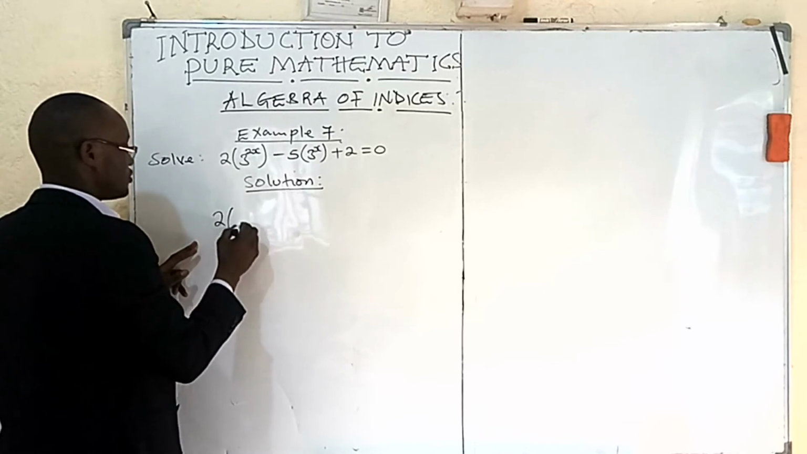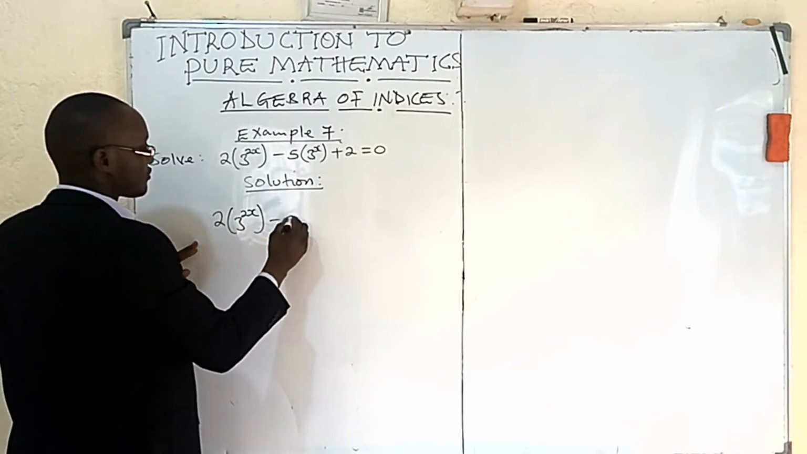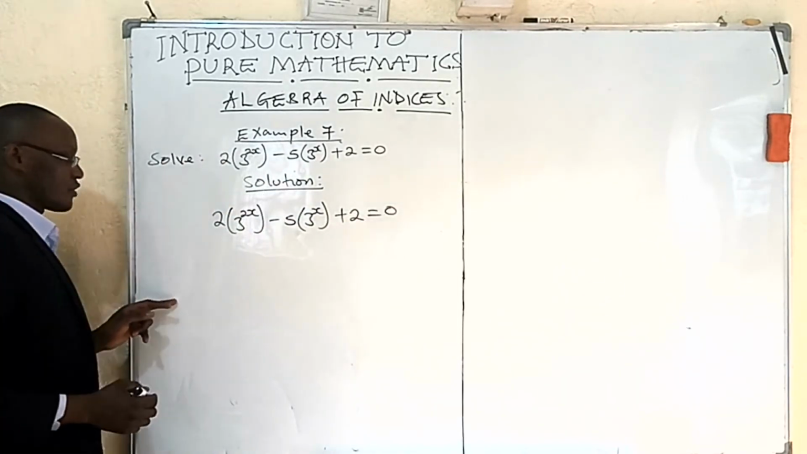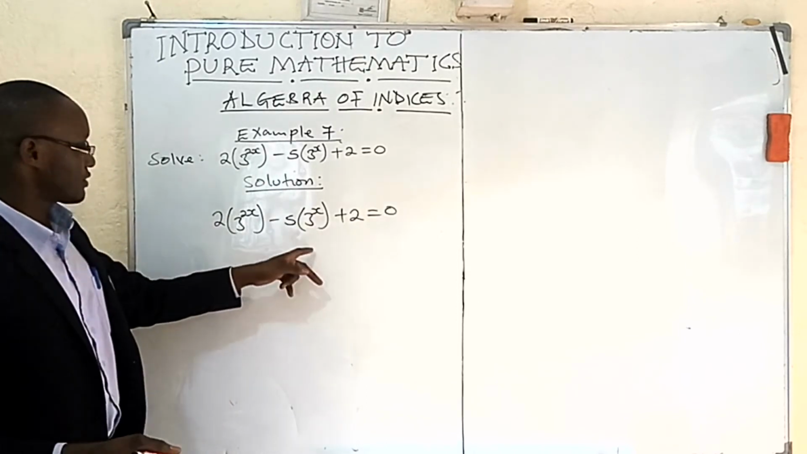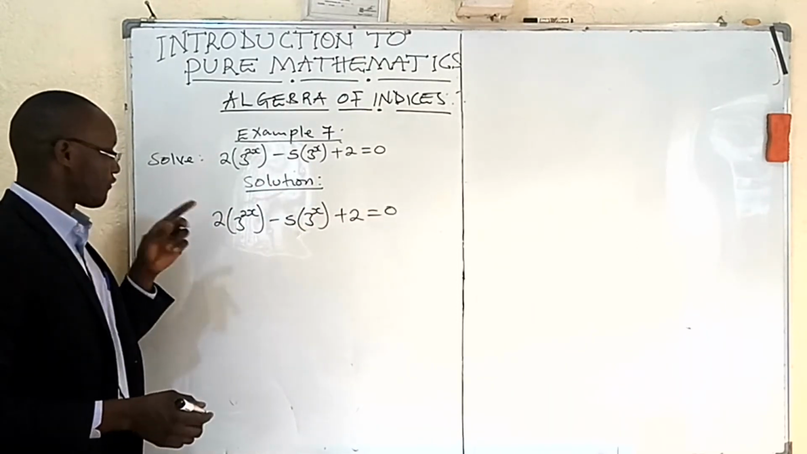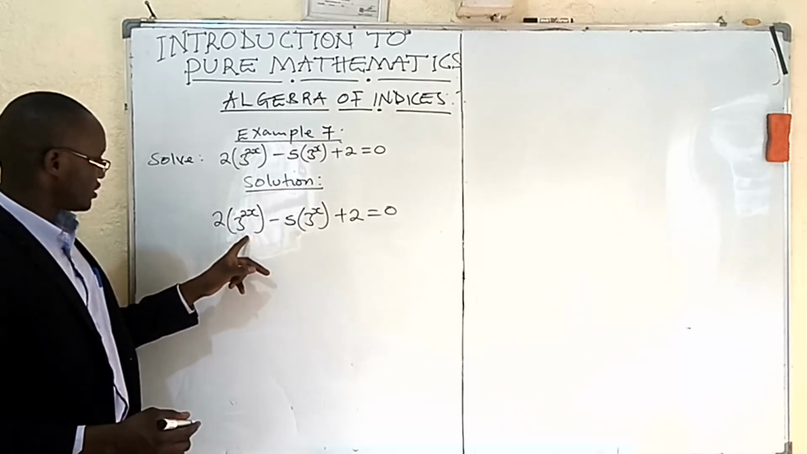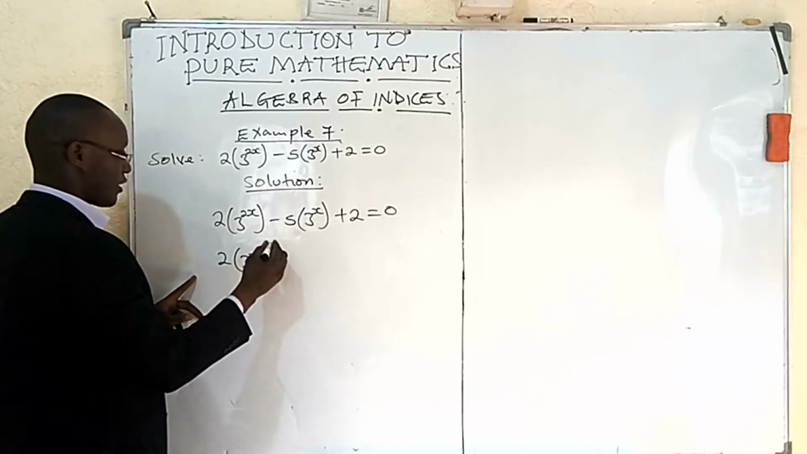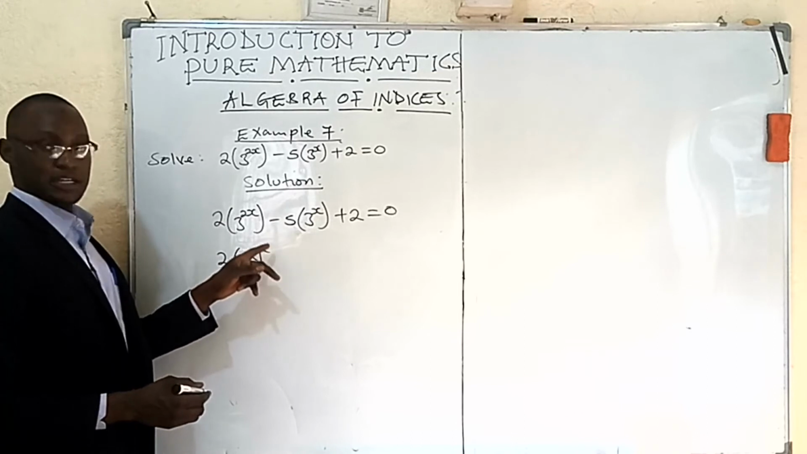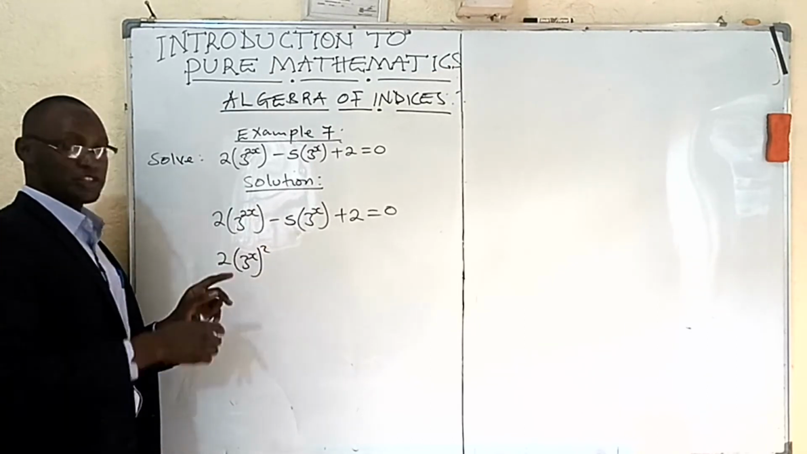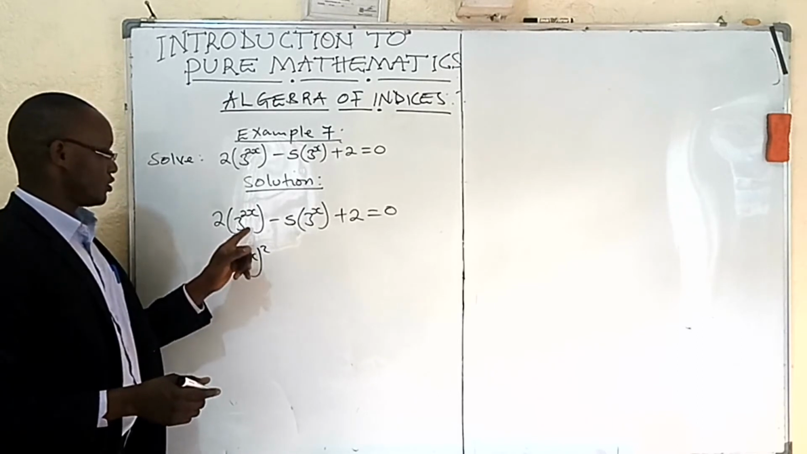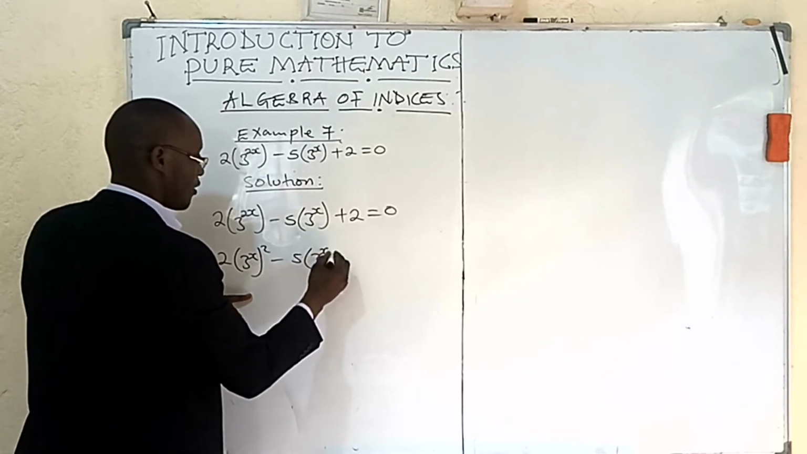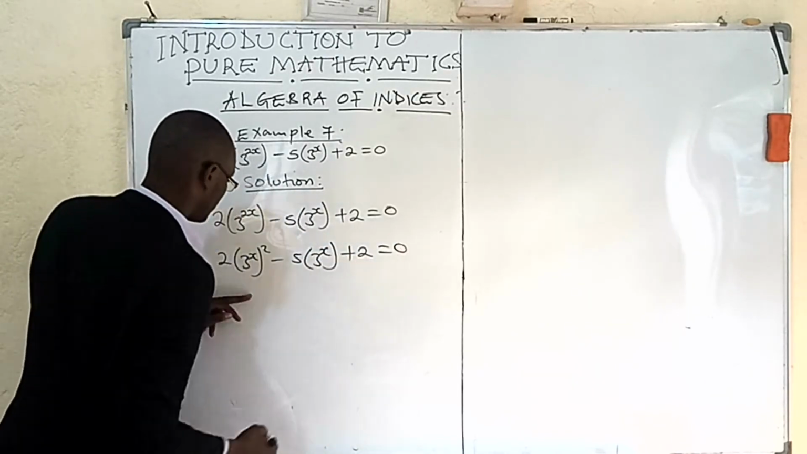So we have 2 into 3 power 2x minus 5 into 3 power x plus 2 is equal to 0. So what I can see, I'm seeing 3 power x can be let to be a particular unknown, if at all we cause some changes. So cause a change on this. If you cause a change on this, it will be 2 into 3 power x squared, that we are taking back from where it came from. To become a consolidated power, we apply the third law to bring it to 3 power 2x. So this is minus 5 into 3 power x plus 2 is equal to 0.